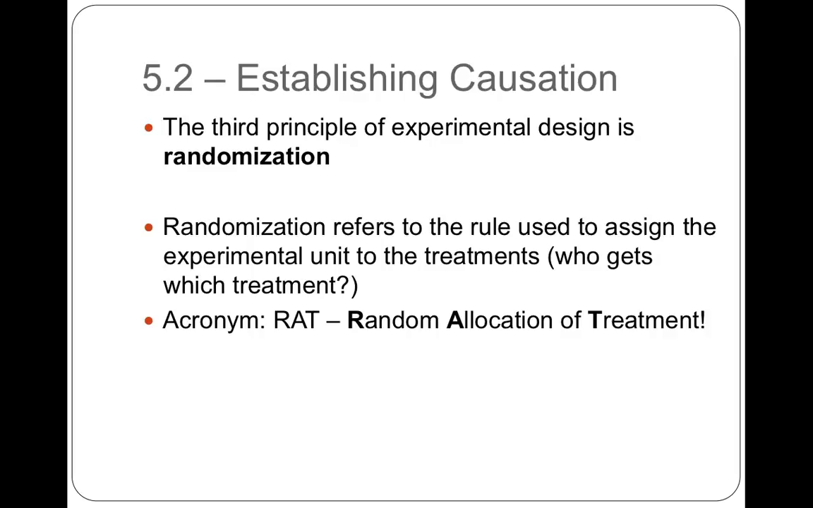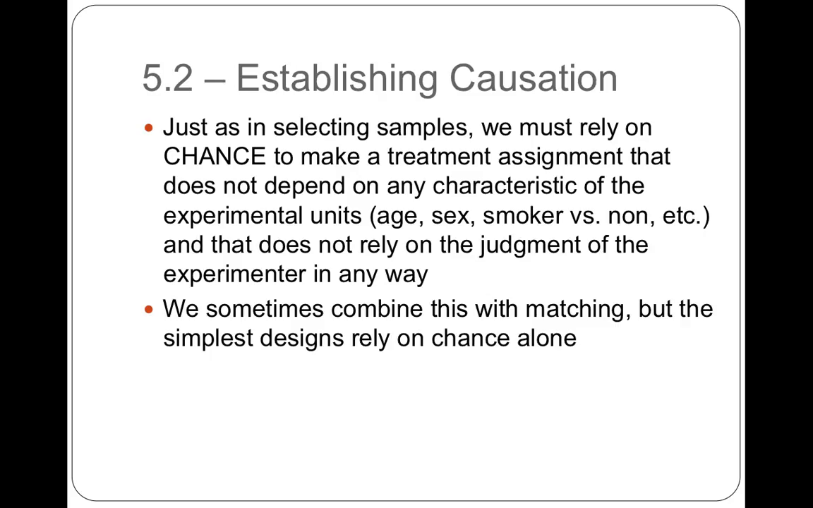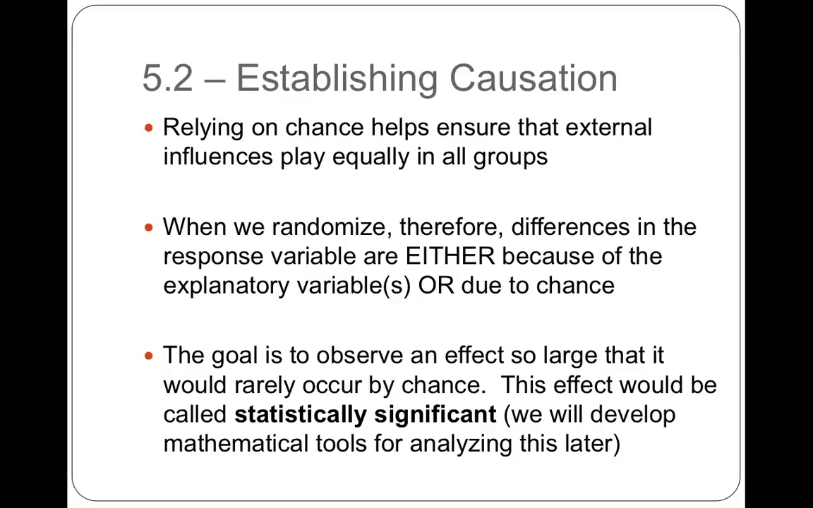I don't get to choose certain individuals to go into the drug group and certain individuals to go into the placebo group. That's not fair. It needs to be random. So like I said, just with selecting samples, we have to rely on chance to make a treatment assignment that doesn't depend on any characteristic of the experimental units and does not rely on the judgment of the experimenter in any way whatsoever. Relying on chance helps us ensure that external influences play equally in all of the groups.